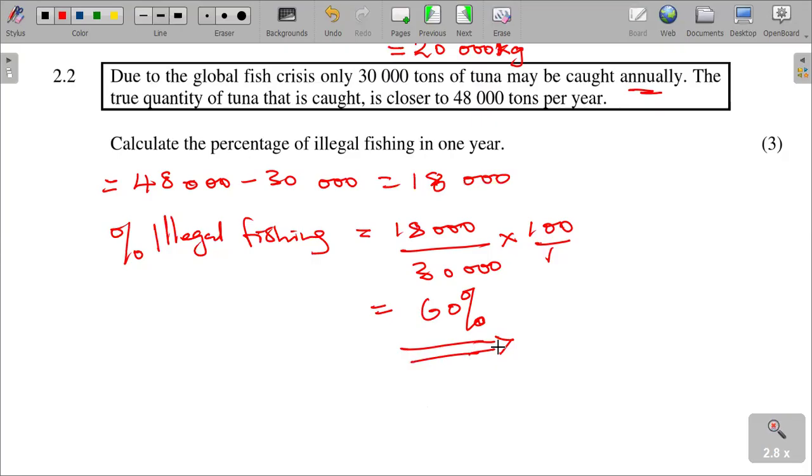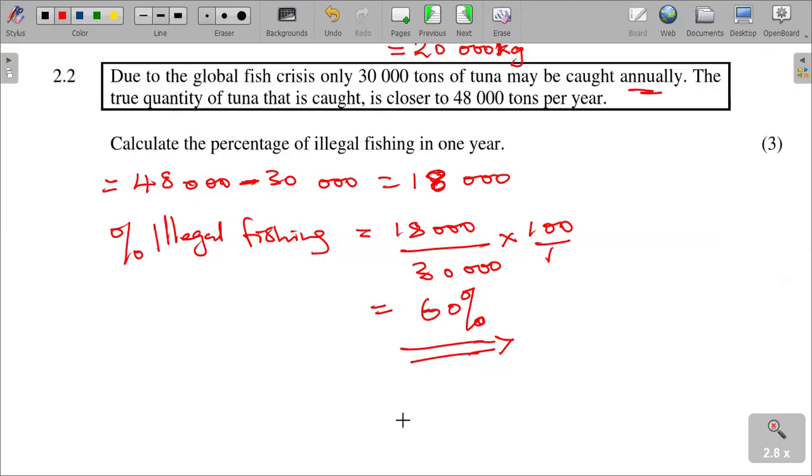I'm sure that you can see 48,000. Due to the global fish crisis, only 30,000 tons of tuna may be caught annually. The true quantity of tuna that is caught is closer to 48,000. So 48,000 minus 30,000, we get 18,000. Therefore, percentage illegal fishing is 18,000 over 30,000, which gives 60%.